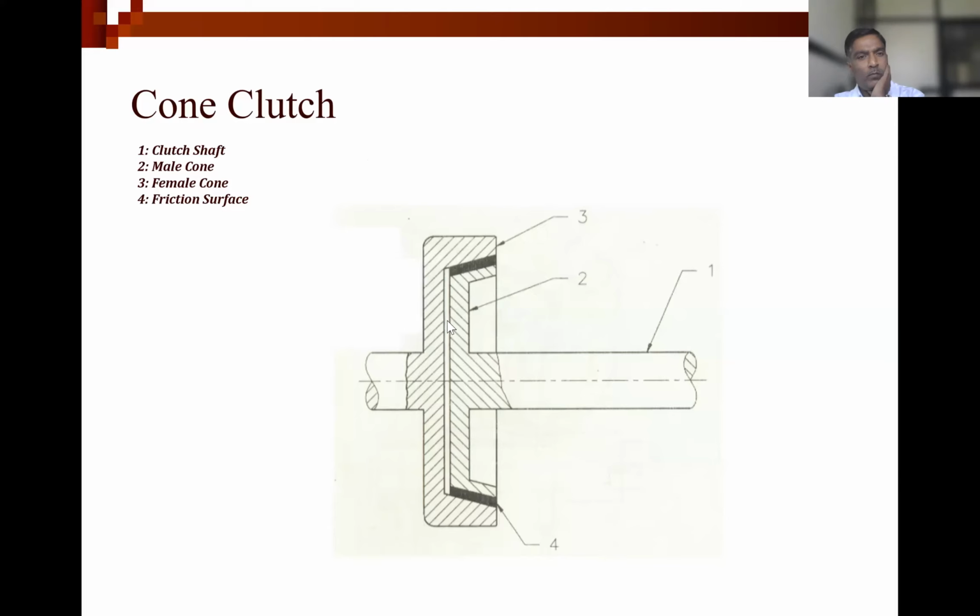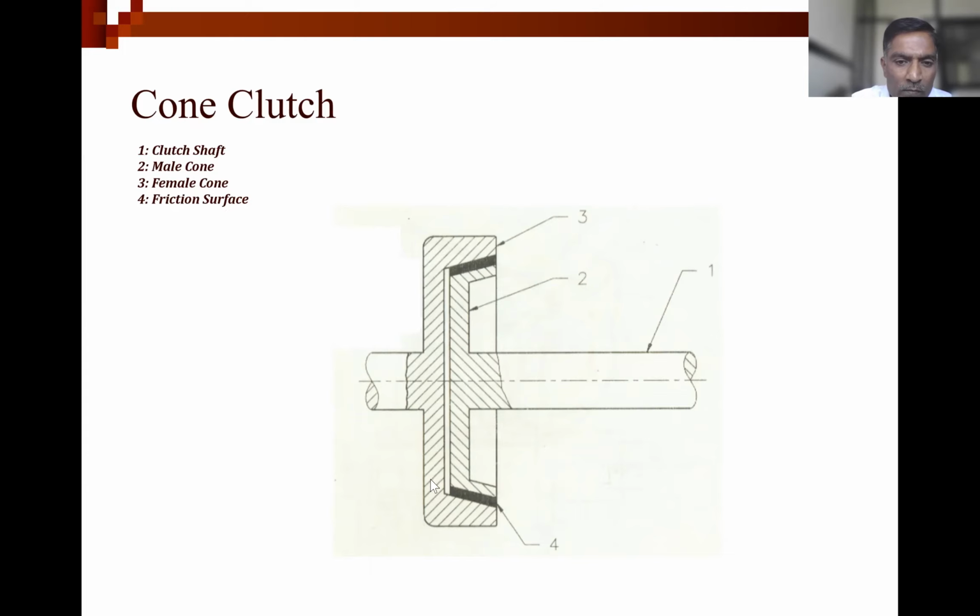Okay. So this is the cone clutch. Actually, it is not in our syllabus, but already you might have studied this during second year. Okay. So this is a gradual engagement clutch. This one is the frictional material. So this frictional material helps to transmit torque from this shaft to this clutch shaft. Okay.